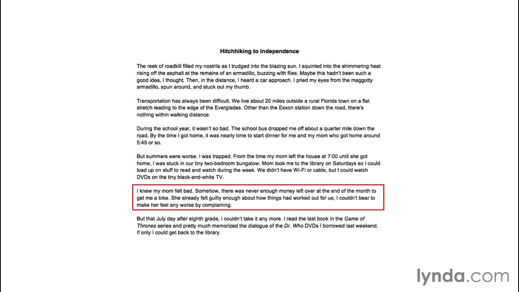I knew my mom felt bad. Somehow there was never enough money left over at the end of the month to get me a bike. She already felt guilty enough about how things had worked out for us. I couldn't bear to make her feel any worse by complaining.